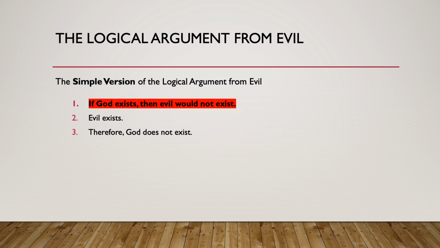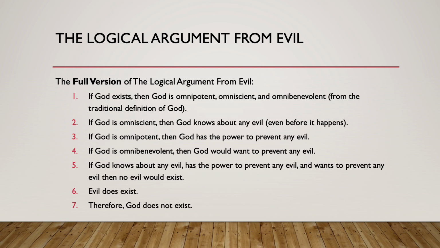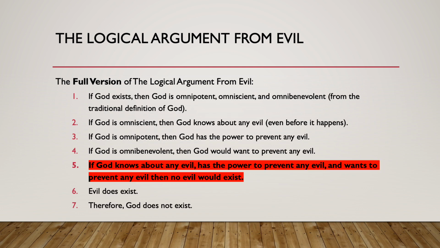It says, well, look, even if a perfect God exists, that perfect God still might allow that evil, since doing so might be necessary to get a greater good or to avoid an even worse evil. So they don't want that to happen, but they need to allow it to happen to get that greater good. Or take the full version. The premise that they'd be denying here would be premise number 5.